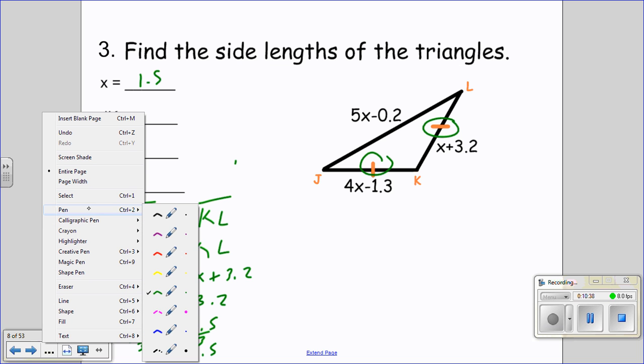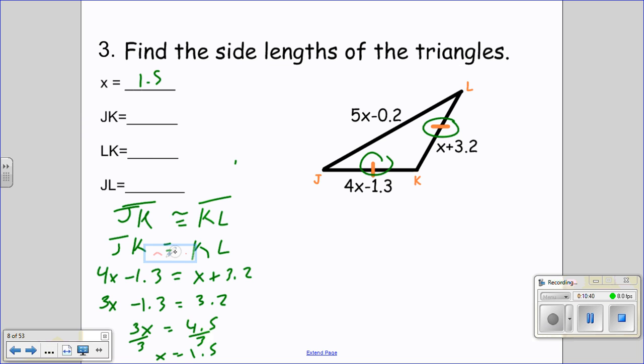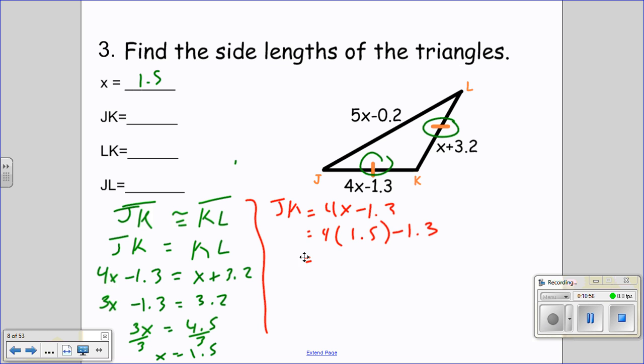Now that I know what x is, I can figure out every side length. The first one I'll do is JK, which again is 4x minus 1.3. So that now means 4 times 1.5 minus 1.3, which would be 6 minus 1.3, which would end up being 4.7. So JK is 4.7.